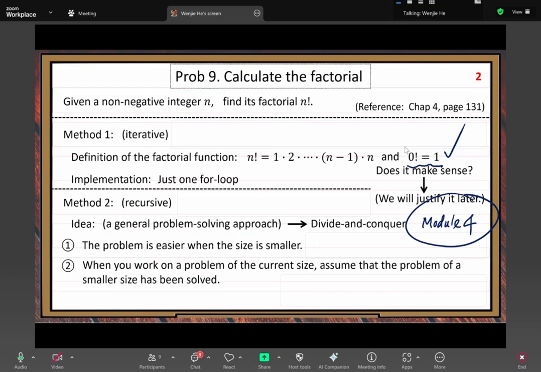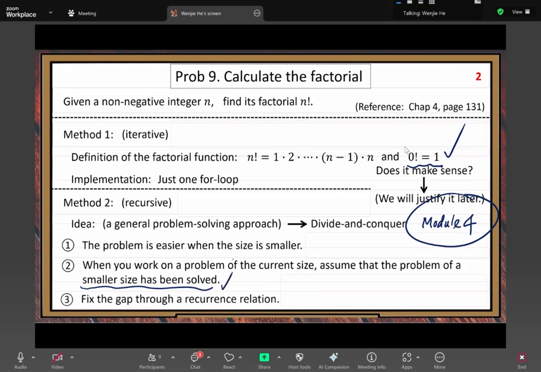So when we want to solve a problem of the current size, assume that a problem of a smaller size has been solved. Why can we assume? Because based on recursion, we can assume. Remember, push the stack. Eventually, we reach the top. The solution of the top one is available. Then we can use that to solve the problem with larger sizes. That's why we can assume the problem of small size has been solved.